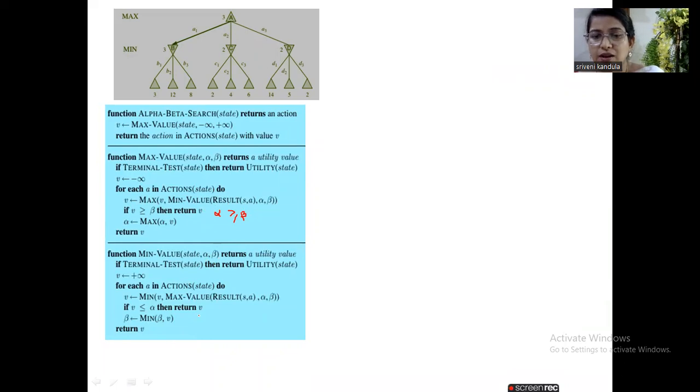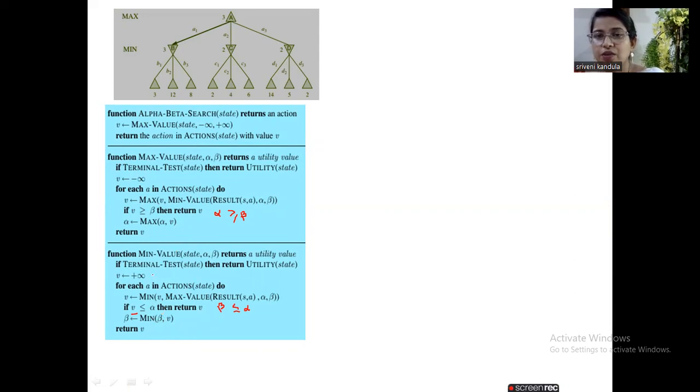Similarly, coming to the min player, we try to update the value of beta, right? So whenever this beta value is less than or equal to the alpha value, you have to prune. Otherwise, you can update the value of alpha by taking the maximum of alpha comma v, and you can update the value of beta by taking the minimum of beta comma the fresh value of v that you are computing. The other details are similar to the minimax algorithm. Let's try with this tree.